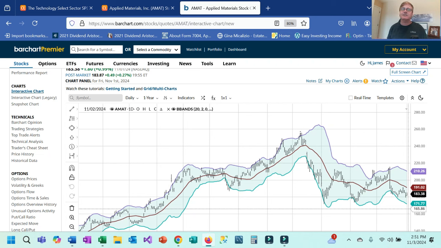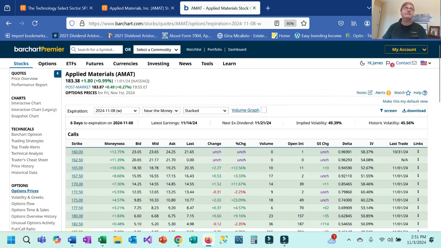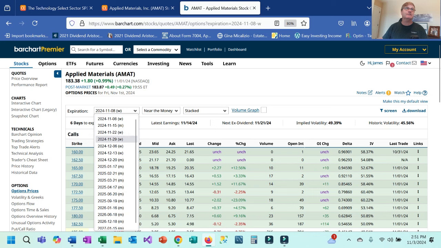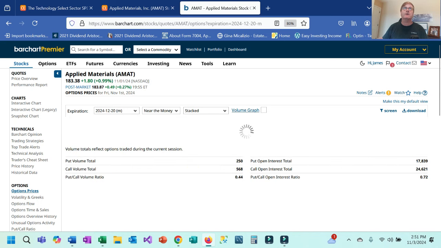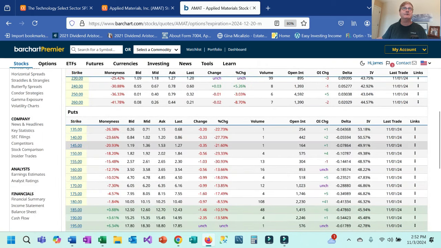And also, I'd like to look at around a 15 delta. I can do that by coming down here to option prices, and I can see what a 15 delta is. At this time, I like to go out to 1220. I think it's 48 days out. Yeah, 48 days. And then I don't want to look at calls, so I'm going to come down and look at puts.